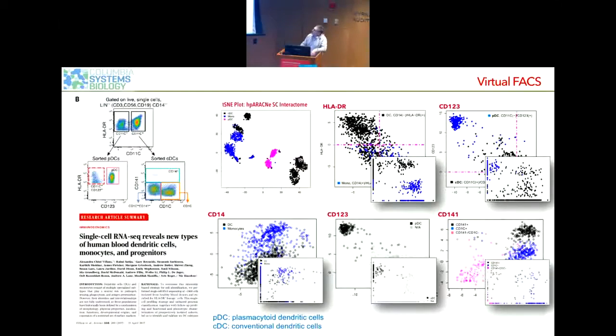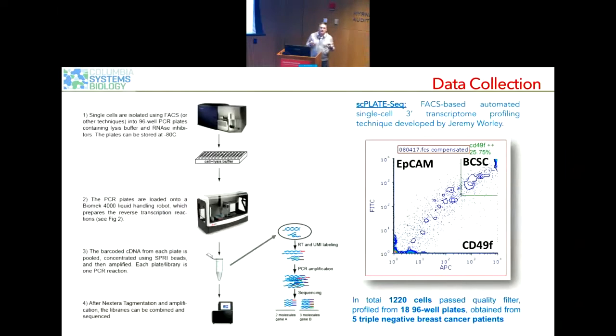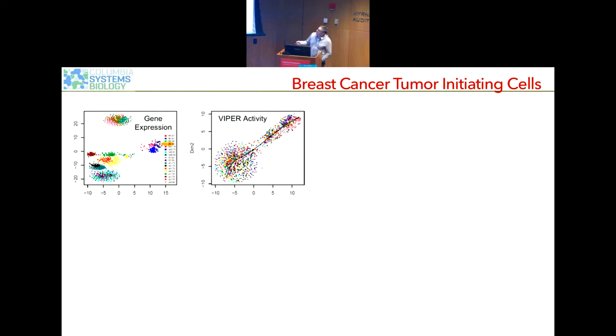And so now what you can do is apply this to, for instance, study populations that are very difficult to isolate, like, for instance, tumor-initiating cells, in this case cancer stem cells. So we FACS sorted using a CD49F antibody, which enriches for breast cancer stem cells. And now this is what you see. These are 5 patients. You can see by gene expression, they're spread all over. One of the things that Viper does, when you apply Viper, they're now all on top of each other, so they're completely consistent.